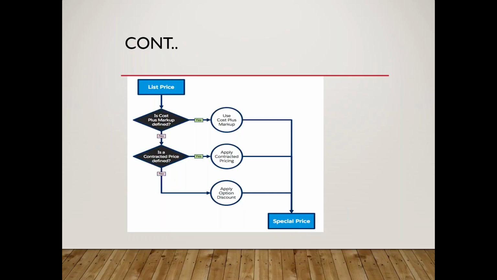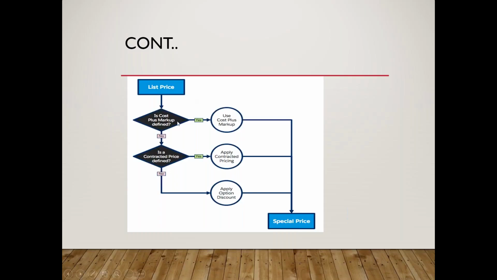Okay. Any questions? This is the first discounting tool available in Salesforce CPQ, option discount. And so Rahul asks, if one of these two methods is available, let's say cost plus markup is available and applied, and option discount is available, then would it be a sum of cost plus markup plus option discount? That would be special price.